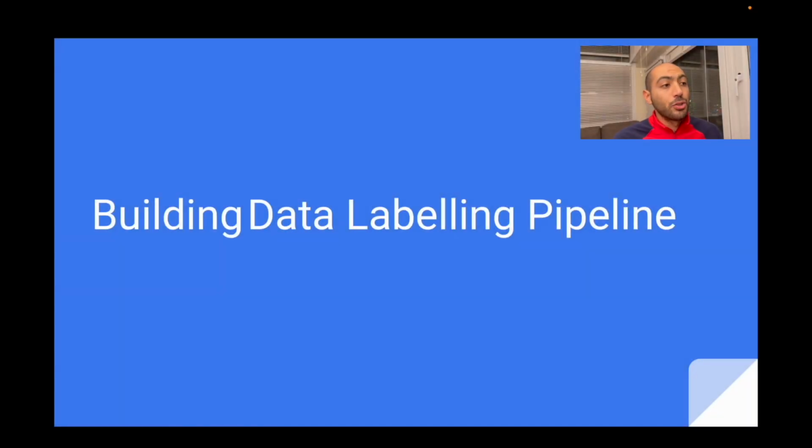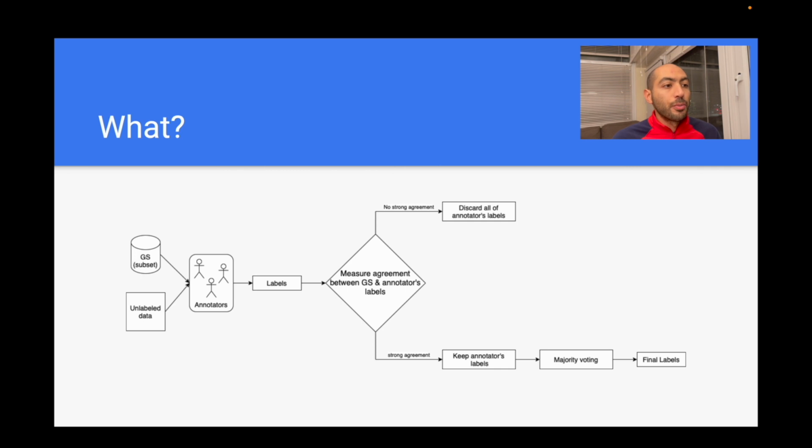Okay, so let's begin. The first thing I want to talk about is what building a data labeling pipeline actually is. A data labeling pipeline has several parts, and the idea in general is that you will have unlabeled data coming in to annotators, and then these humans will label the data, and once they label it, the data will be processed by different stages until eventually we get the final labels.